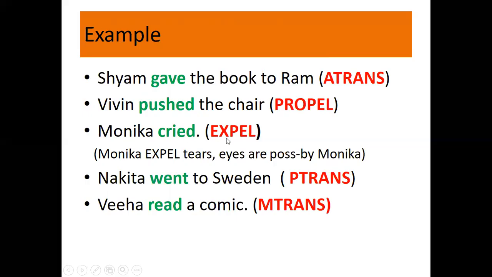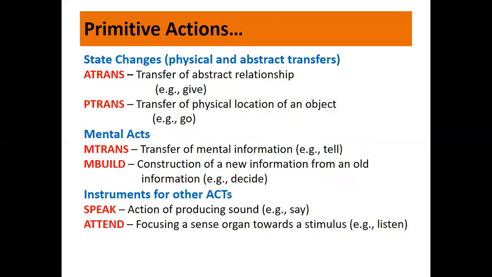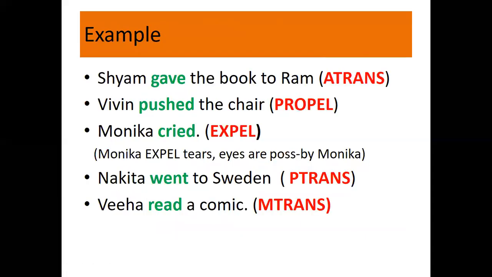Monica cried. That is expel. So what is it? Monica expels tears. Eyes are possessed by Monica. Then Nakita went to Sweden. It is P-trans by change of physical location from one location to another location. So from here she went to Sweden. Now Viha read a comic, that is M-trans. So M-trans is related to mental act, that is nothing but transfer of mental information. Is it fine? These are the simple examples to see how these primitive acts can be used.